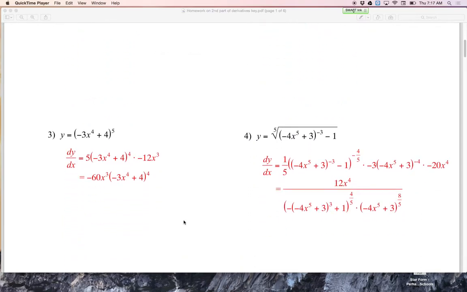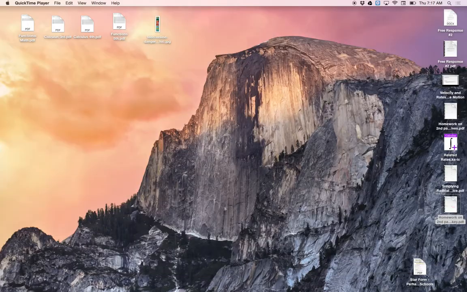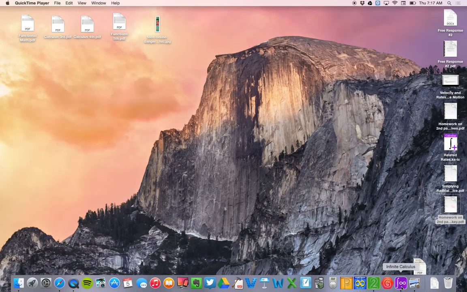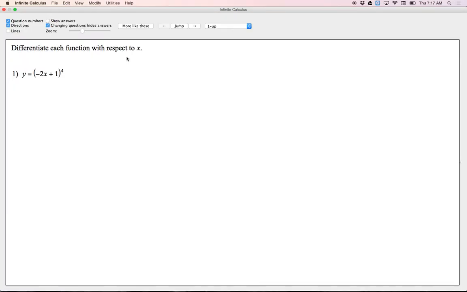Okay, let's take a look at number 4. And the way I'll do this, let me go to this here. You want 4? Okay. So differentiate each function with respect to x. This is just a big nasty chain rule problem.